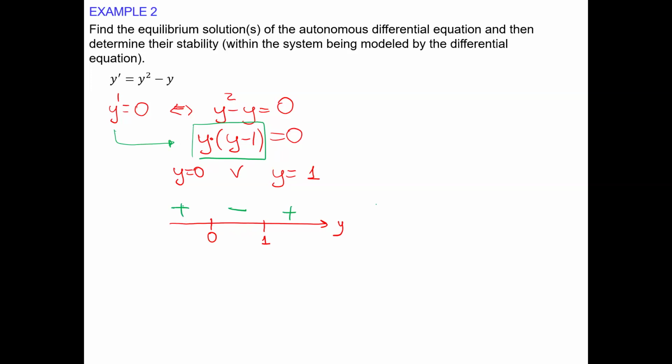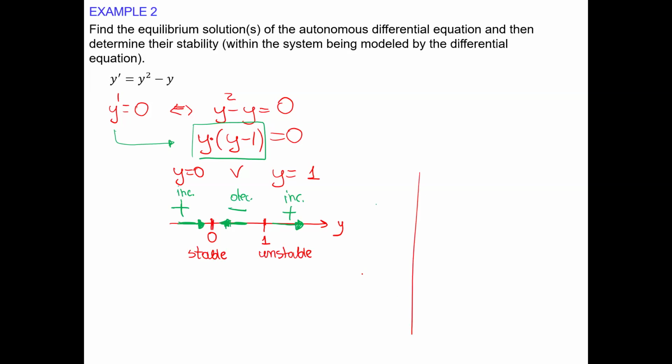Okay, now let's draw the arrows. If it's plus, we know it's always pointing to the right-hand side. If it's minus, it's always pointing to the left-hand side. And of course, we know that this means increasing, decreasing, increasing. Okay, and we now see 0 is stable. That means this is a stable equilibrium solution. 1 is actually unstable. The solution goes away, the arrows go away.